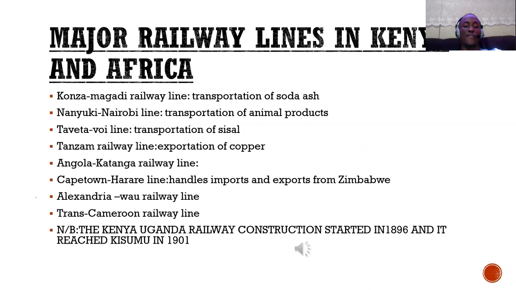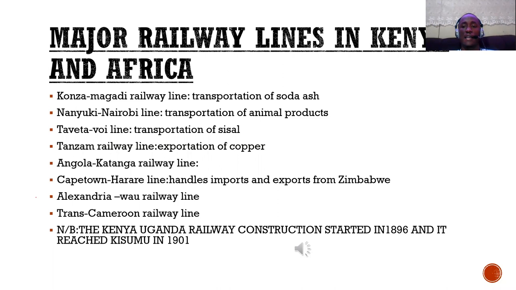So sisal was very important, especially to the textile industry. Sisal was important to the textile industry. So harvesting of sisal, remember sisal is very heavy, very bulky. So once sisal has been harvested, it had to be transported to the industry. So the Europeans had to construct this line, the Taveta Voi line, which dealt with the transportation of sisal from Taveta to other parts of the country.